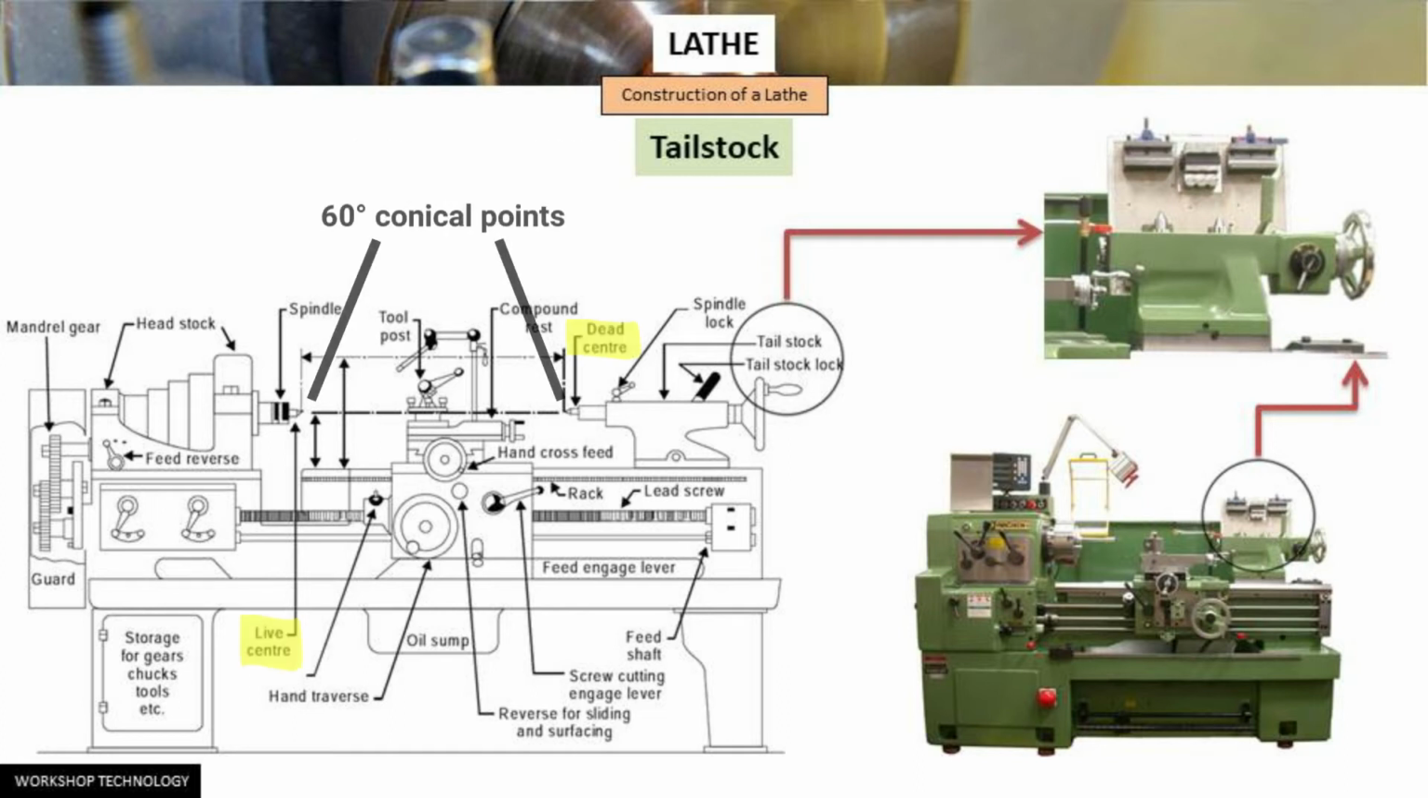Both live and dead centers have 60-degree conical points to fit the center holes in the circular job, with the other end tapering to allow good fitting into the spindles. The dead center can be mounted in a ball bearing so that it rotates with the job, avoiding friction of the job with the dead center, as it is important to hold heavy jobs.